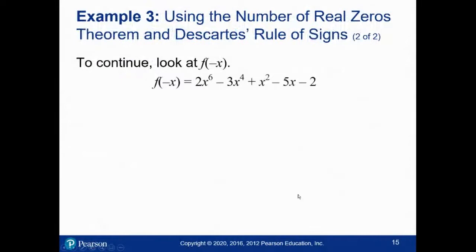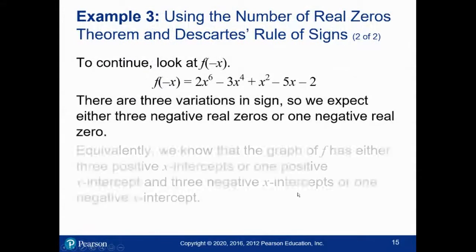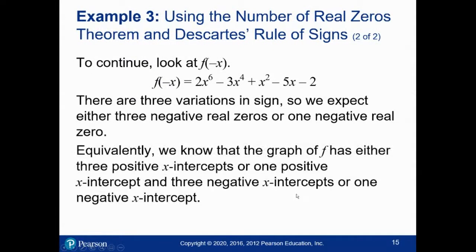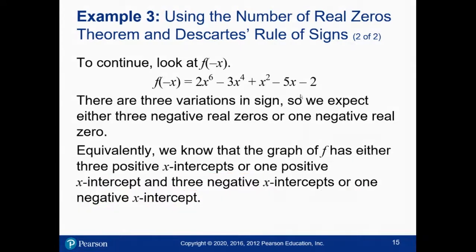And that's just exactly what the book just did. I just thought I'd do it writing out by hand. So here they're just stating what we just said. It either has 3 positive x-intercepts or 1 positive x-intercept. It also has 3 negative x-intercepts or 1 negative x-intercept.